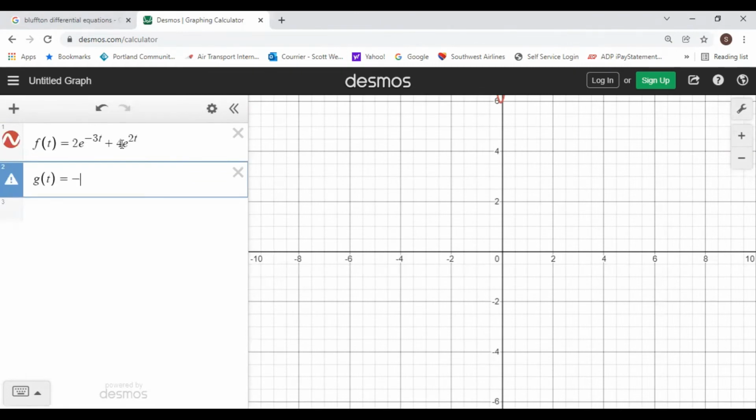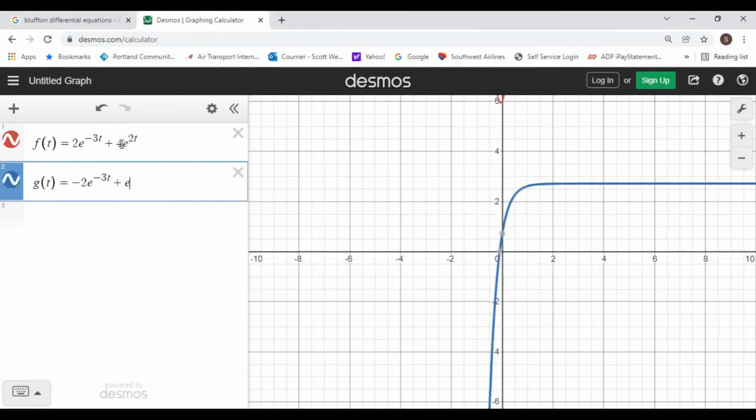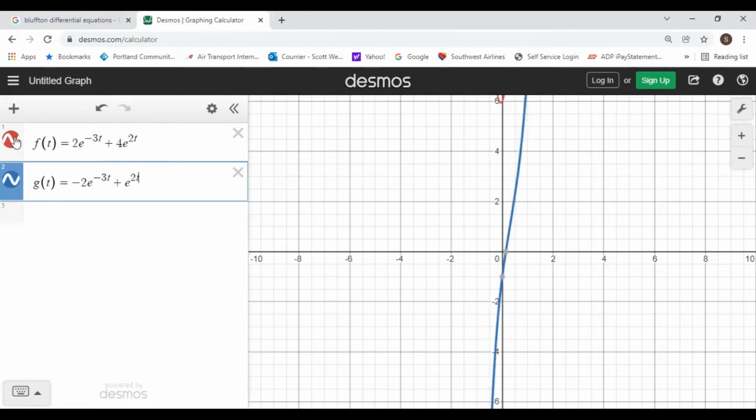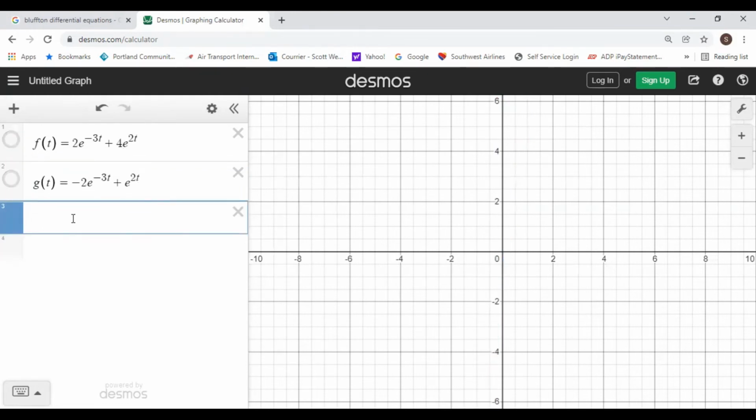So this one is going to be negative 2e to the negative 3t plus e to the 2t. Oops, it's not obeying my typing. Okay, so now I'll do f of 1.